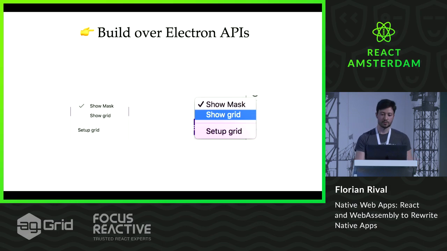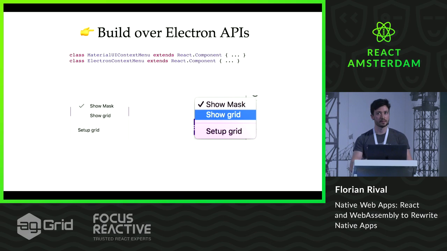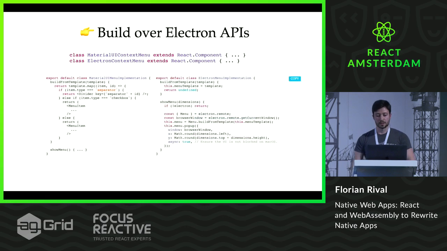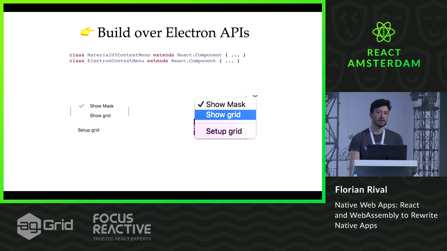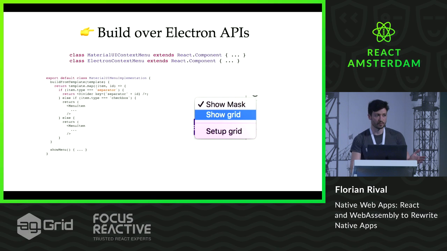Just want to say that it's a good idea to take a look at Electron APIs, in my case, or at native APIs if you're using something other than Electron, to rebuild some abstraction over the things that you can. For example, the context menu. It's much better to show a native context menu, in my case, rather than a Material UI context menu, because I have a desktop application.